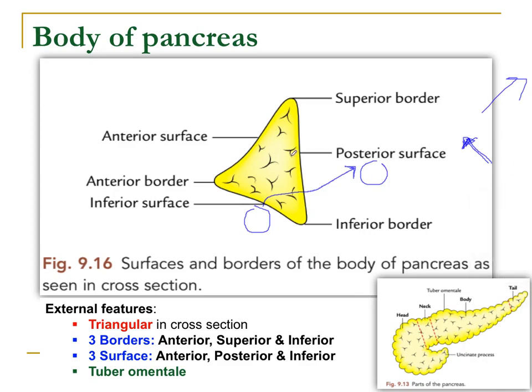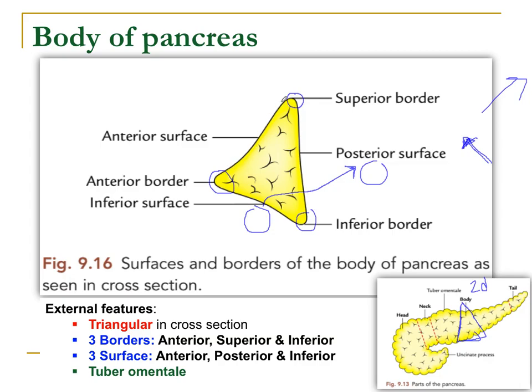Now if you see the body of the pancreas here, this one is a 2D structure. It's quite difficult to identify the three surfaces or three borders that are present in this photograph. But if you take a cross section of the body of the pancreas, it is somewhat triangular in shape. It consists of the superior border, the inferior border, and the anterior border.